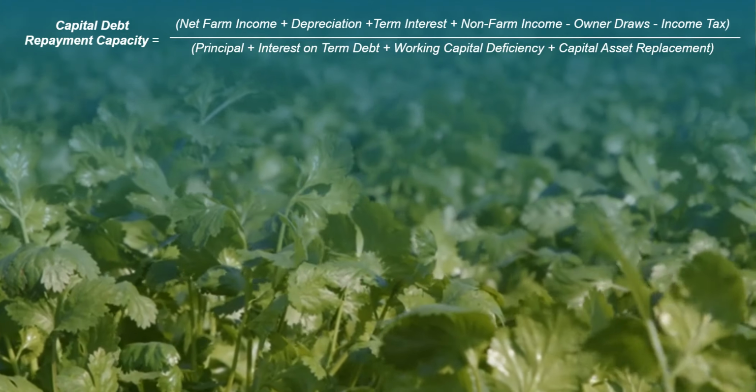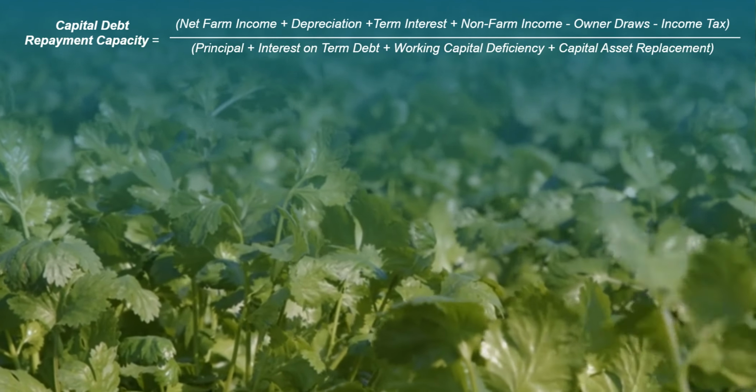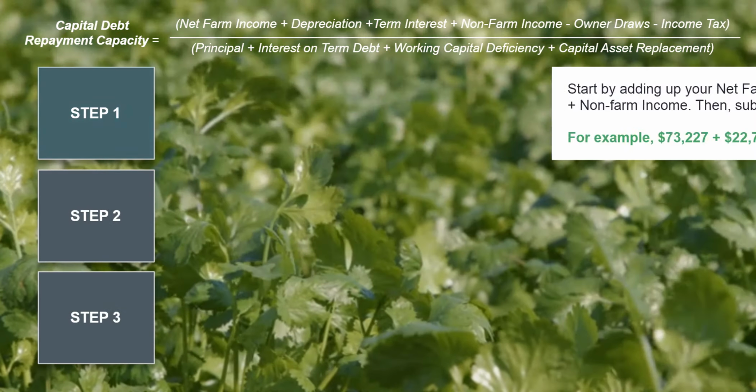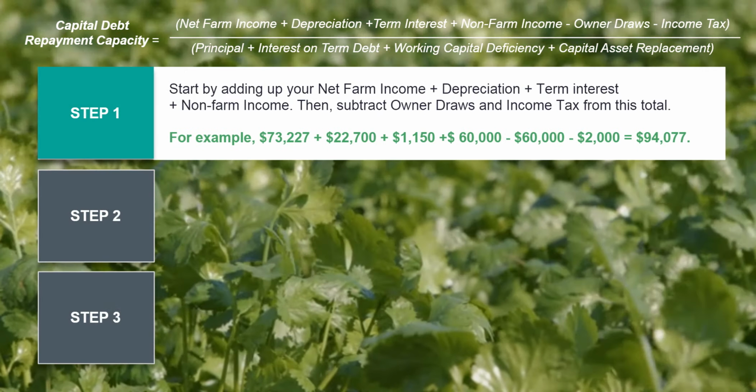The last key ratio, capital debt repayment capacity, is a bit trickier to calculate and involves 3 steps. Step 1 is to add up your net farm income plus depreciation plus term interest plus non-farm income. Then, subtract owner draws and income tax from this total. Step 2 is to calculate principal plus interest on term debt. This equals the sum of working capital deficiency plus capital asset replacement. Step 3 is to divide the result of the first calculation by the result of the second calculation.